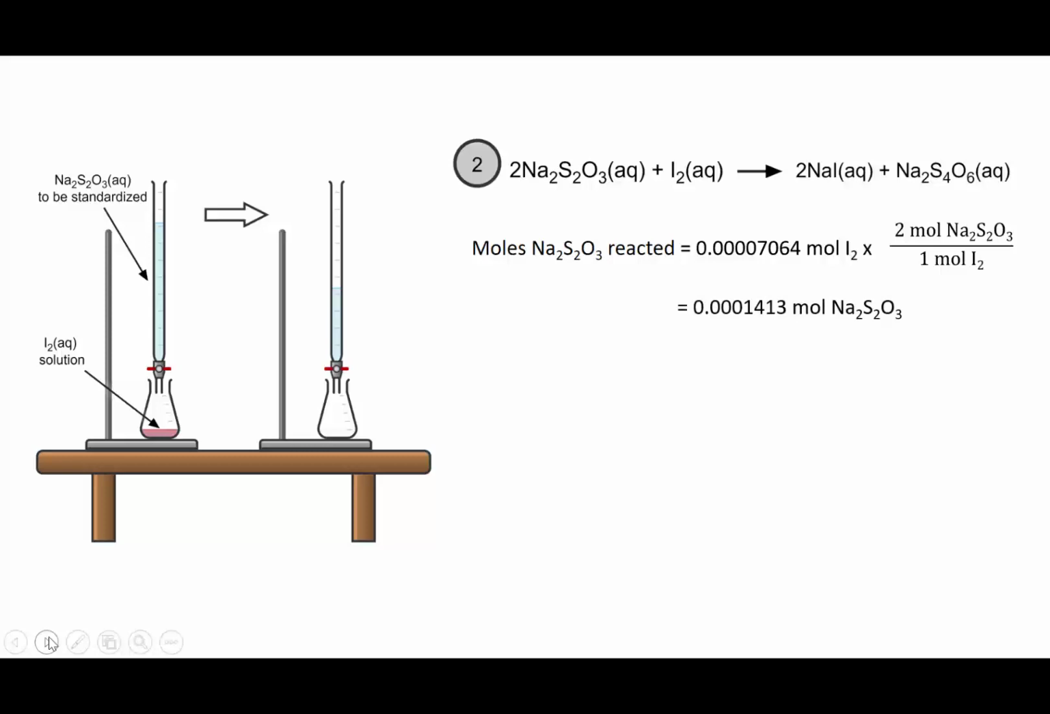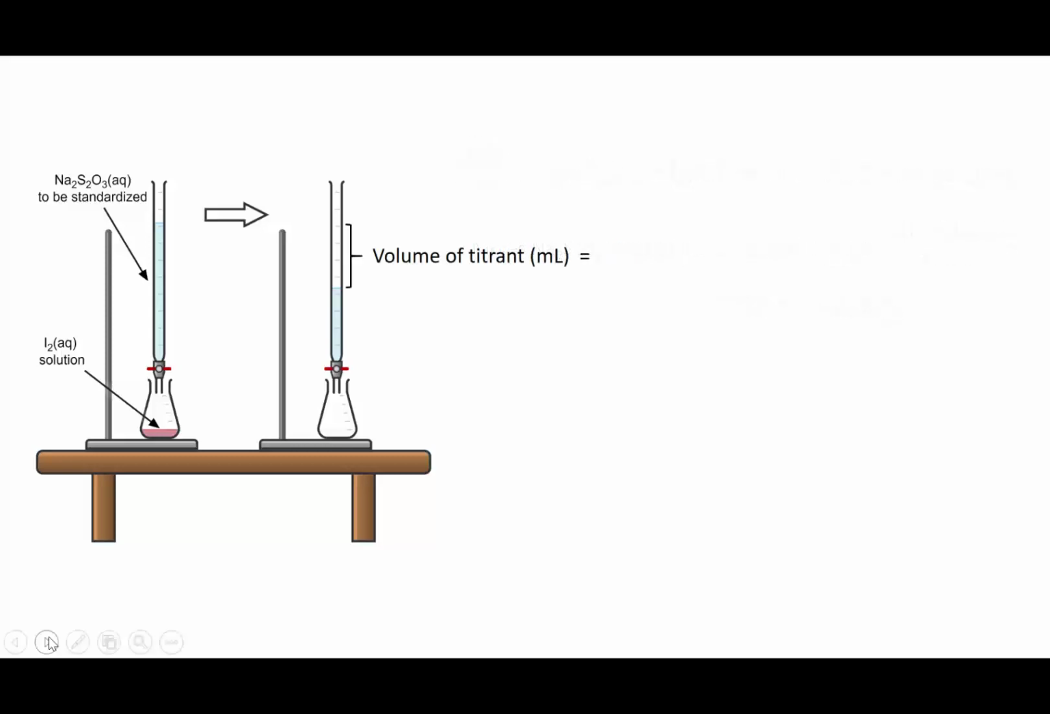So therefore, this number here, 0.001413 moles of the sodium thiosulfate, that's the moles of sodium thiosulfate that reacted. That's the amount of sodium thiosulfate that was required in the titration. We're getting closer, therefore, to determining the concentration of this standard. What we need now is what volume was used in the titration. So we want to determine the volume of the titrant.